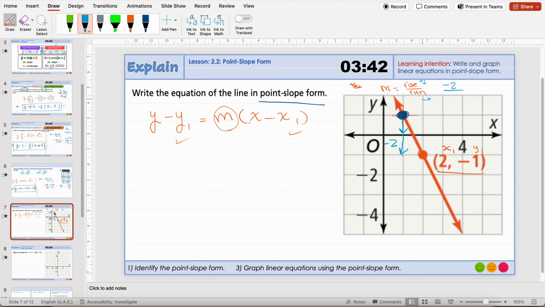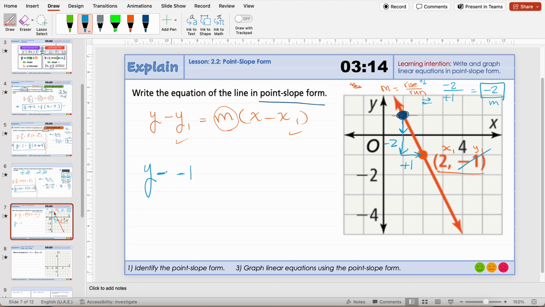Run either right or left. I'm going to the right to reach my point. 1 only, positive, because it's to the right. So my slope is positive with negative, which is negative. Negative 2 divided by 1 is negative 2. This is my slope, okay? So just rewrite your information. I have m, I have x1, I have y1. Y minus, what is y1? Negative 1.